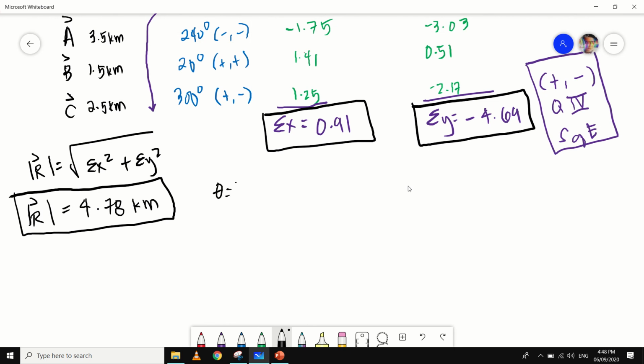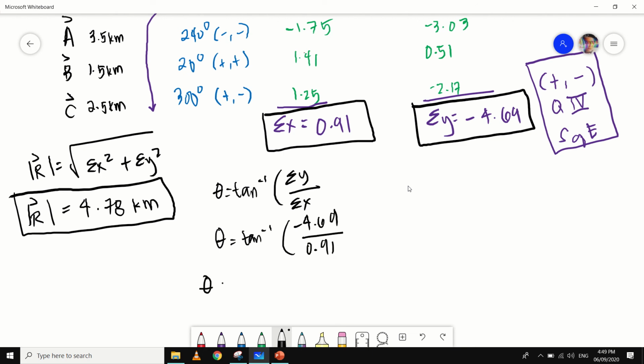Now, next, we get the angle. The angle is the tan inverse of summation of y over summation of x. So, this is just the tan inverse of negative 4.69 over 0.91. So, the angle that you will be getting is negative 79.02. Okay, so that is the angle we got.